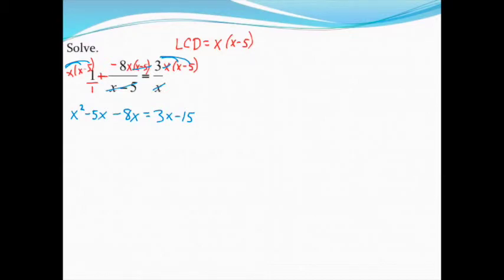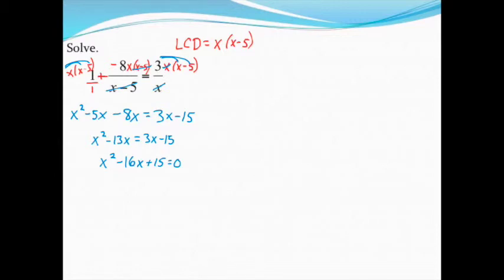So let's go ahead and simplify this just a little bit. I'm going to have x squared minus 13x, I'll combine like terms, and then equals 3x minus 15. Hopefully you recall that to solve something that's quadratic, we need it to be equal to 0. So let's go ahead and move everything to one side of the equation. So I'm going to get x squared minus 16x, and then plus 15 equals 0. At this point, you have a couple options. You can use the quadratic formula if you'd like to.